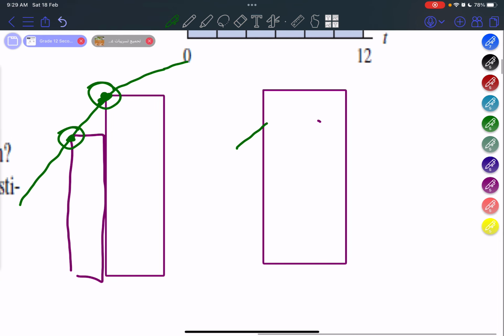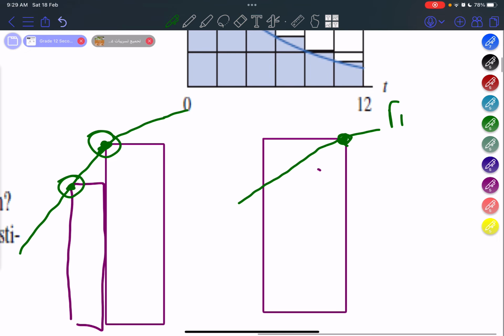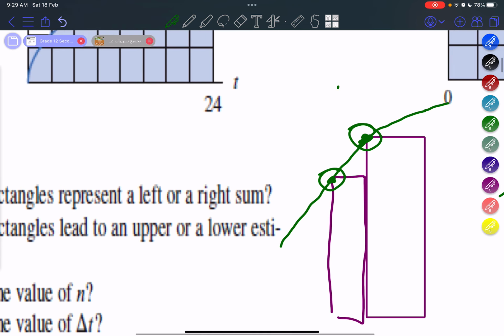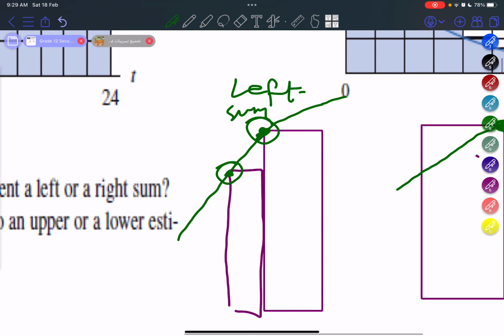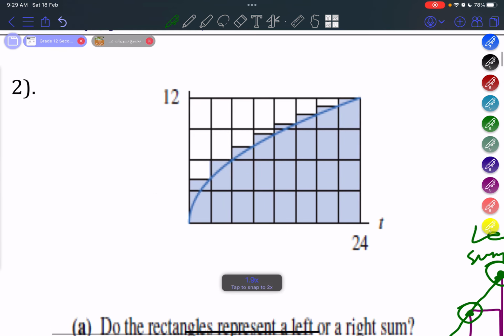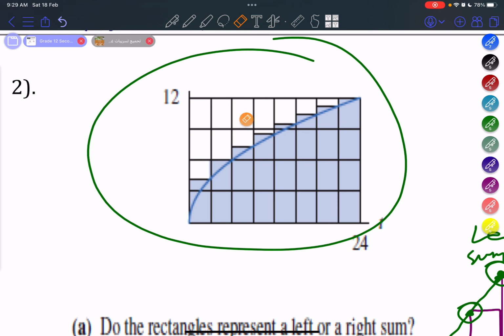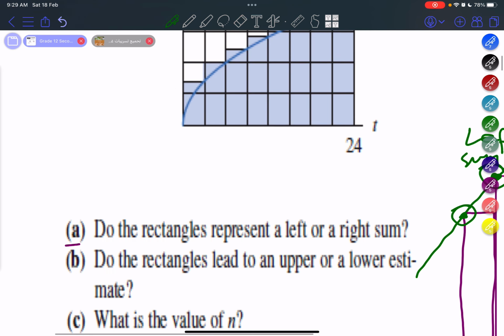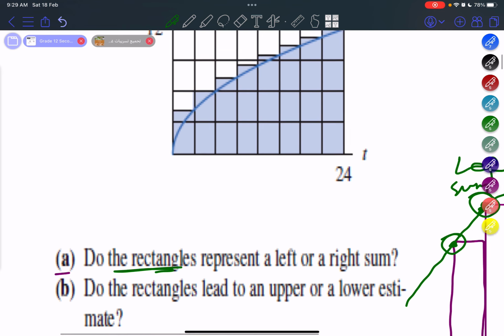But if it touches the right side of the rectangle, the right corner, we call this a right sum. So this is a right sum, and this is a left sum. So in this case, are the rectangles representing a right or left sum?